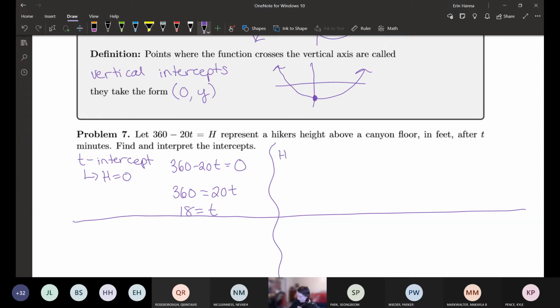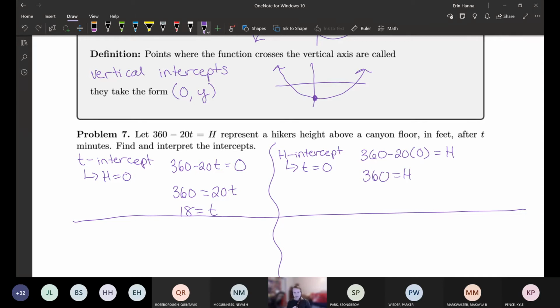So now let's go ahead and find the h-intercept. For the h-intercept, again, if you want one of them, the other thing is 0. So since I want h, t is going to be 0. So we have 360 minus 20 times 0 equals h. That one's really nice because there's not much algebra to do, because anything times 0 is 0. So 360 is h, and our h-intercept is 360.